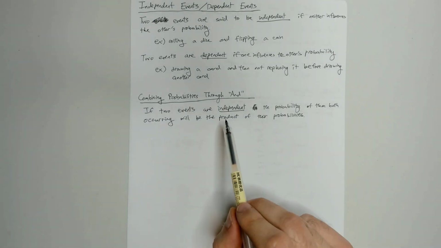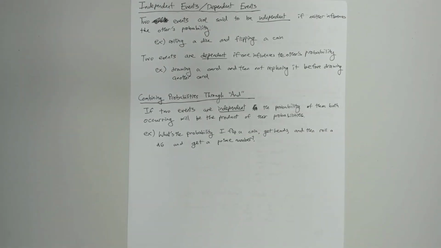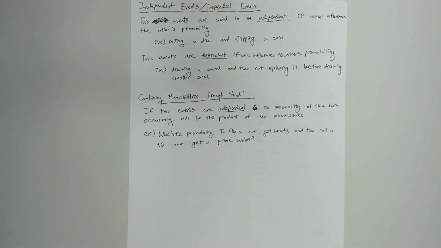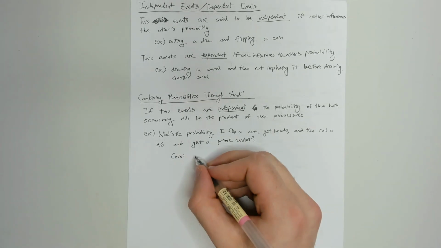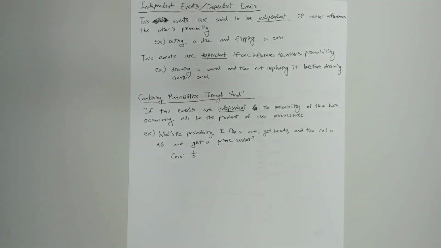So if two events are independent, the probability of them both occurring will be the product of their probabilities. For example, what's the probability I flip a coin and get heads, and then I roll a d6, a 6-sided dice, and I get a prime number? What's the probability of getting heads on a coin? Well, that is going to be 1 in 2, right? There are two outcomes, and one of those is a head.